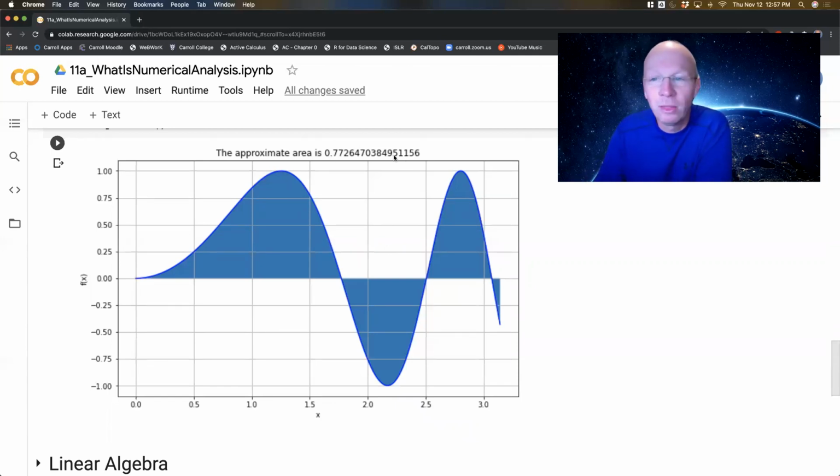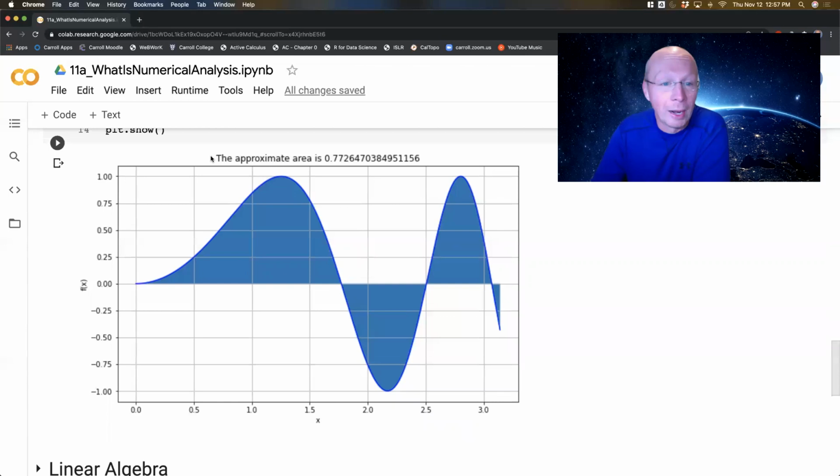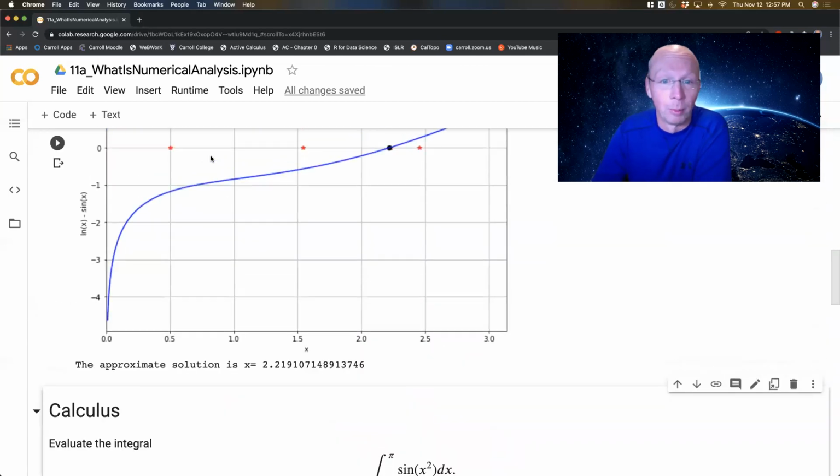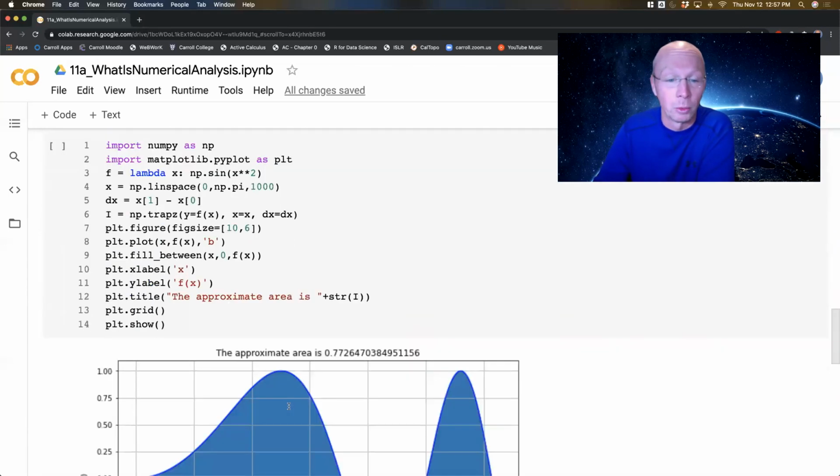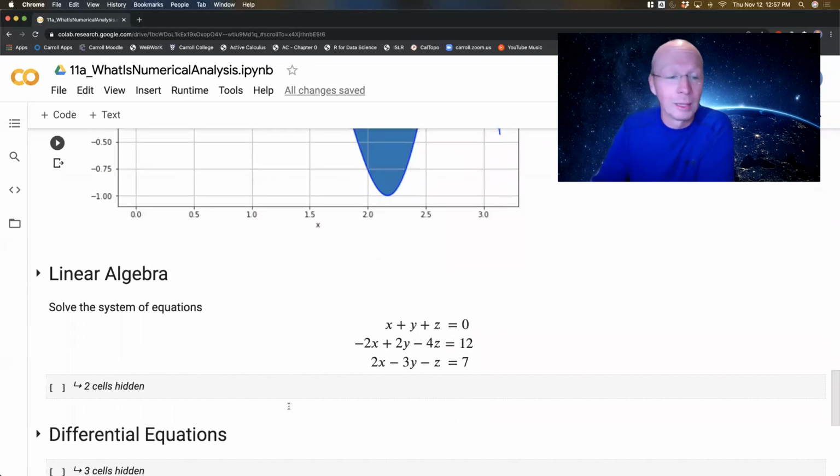Now, this is not going to be the exact area, so we could do some analysis to say, how far off is that area from the actual area, based on how I set up my code? And we could actually do the same thing up here on the algebra problem. I could say, how far off is this answer of 2.219 from the actual answer, knowing how I set up my code? Okay, let's look at another one, linear algebra.